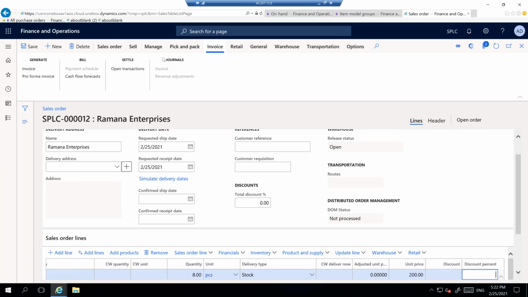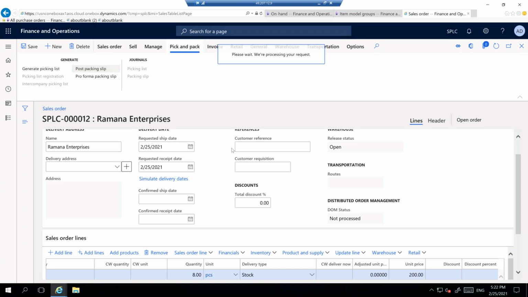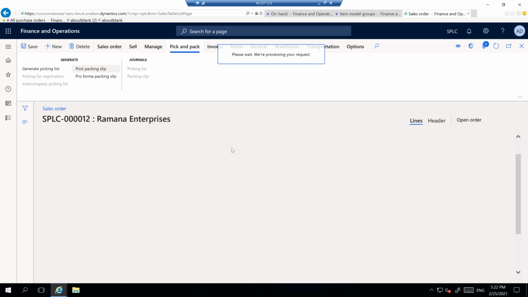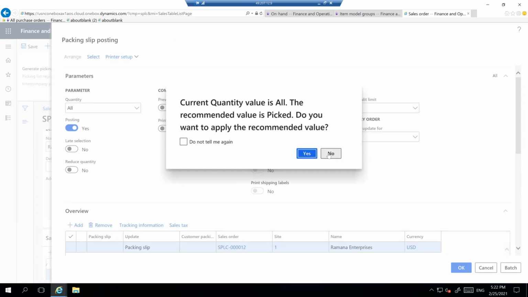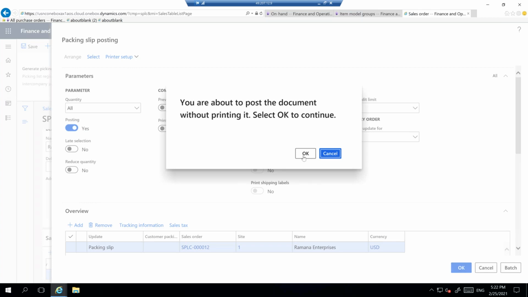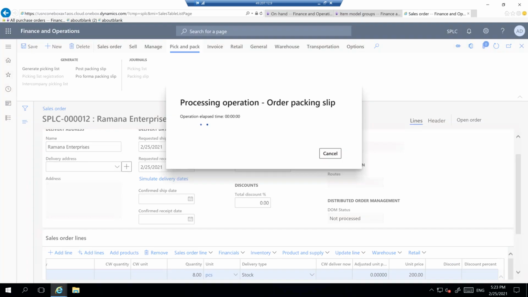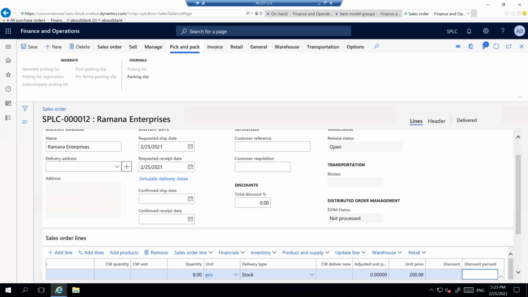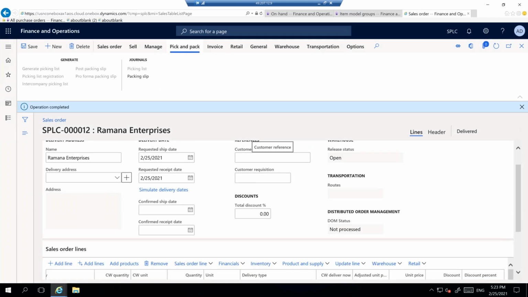Now do the packing slip. I'm mapping all only. It will warn you like you are not taking a printout, no issues. Okay, packing slip is updated.